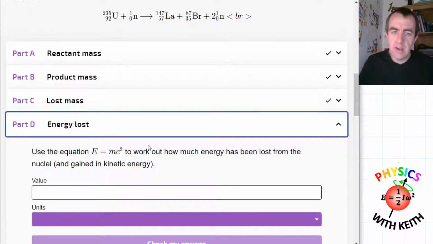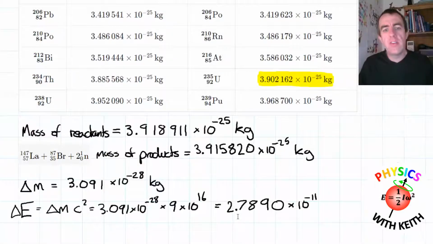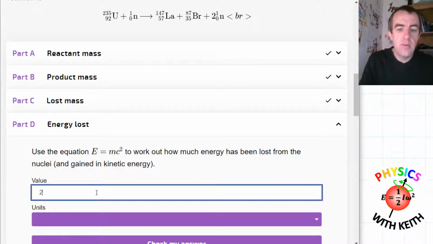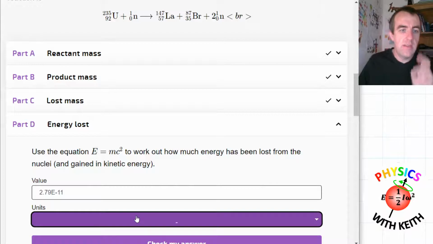we're only using a 3 significant figure answer, so my answer is going to be 2.79 times 10 to the negative 11. So 2.79 times 10 to the negative 11, and the unit of that is the joule.